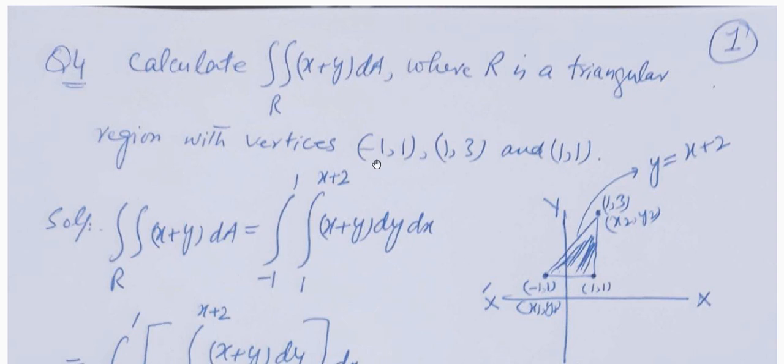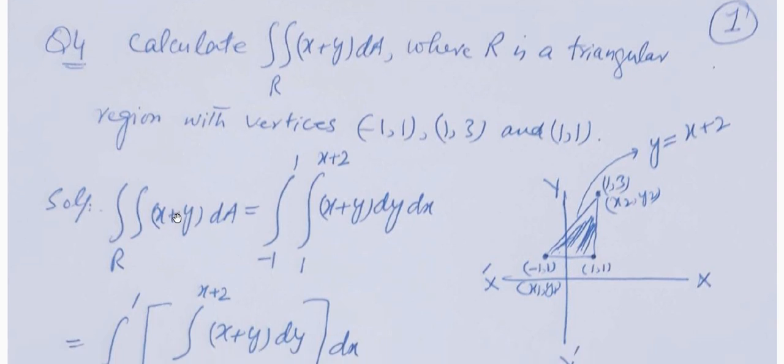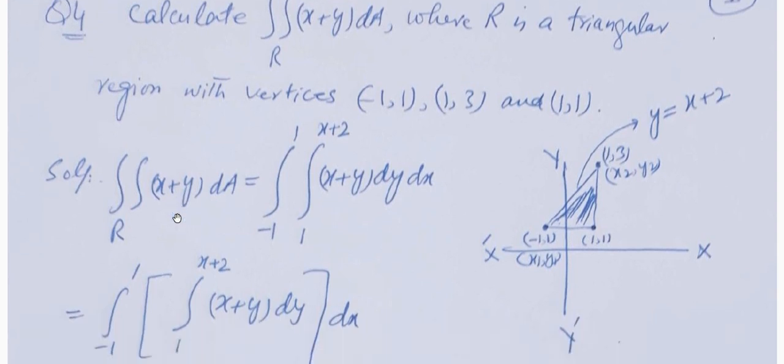So for that, now the solution is: the double integral of x plus y dA over R will be equal to the integral from minus 1 to 1, and from 1 to x plus 2, of x plus y dy dx. Now the question is how we have written this minus 1 to 1 and 1 to x plus 2.